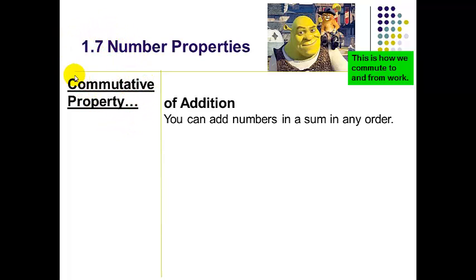The commutative property of addition says that you can add numbers in any order. So it's saying that I can change locations. 3 plus negative 2 is the same as negative 2 plus 3. If we think about that, 3 plus negative 2 is 1, but negative 2 plus 3 is still 1.